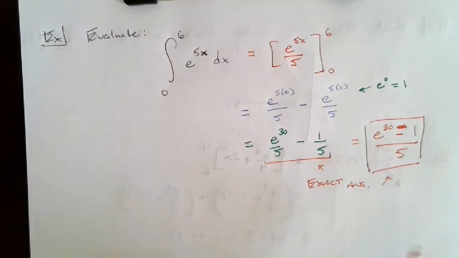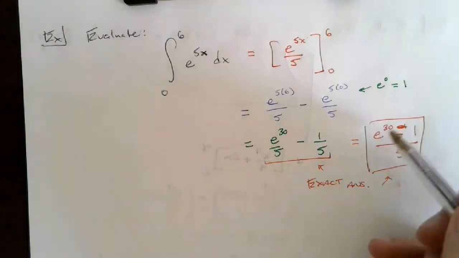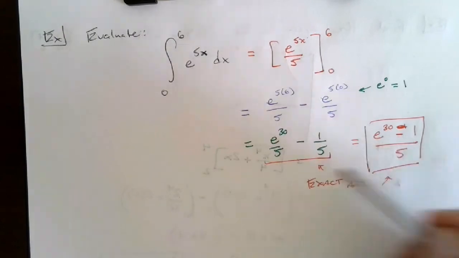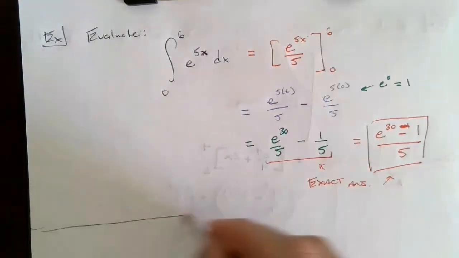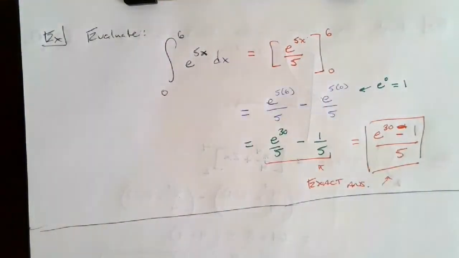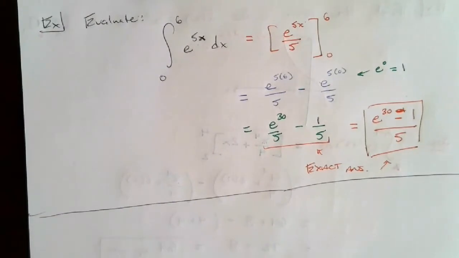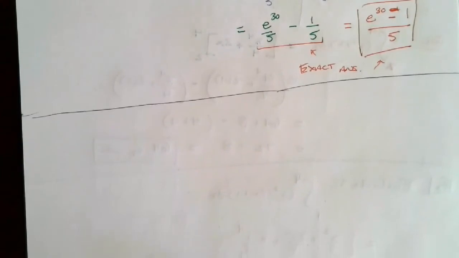You don't want to give me a decimal approximation unless we ask you for it. A decimal approximation would be you typing e to the 30 in your calculator and then evaluating what this would be. We want the exact answer unless we ask you to approximate. And we'll look at maybe one more like this.